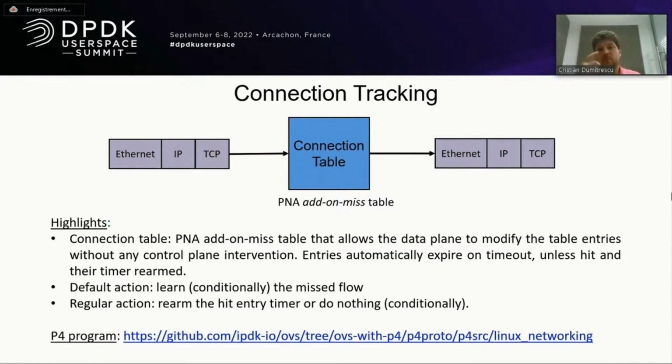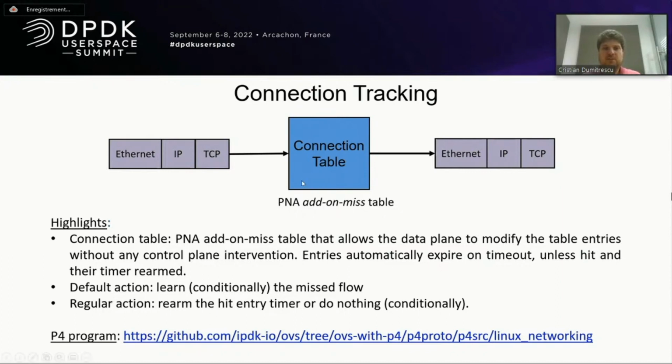This could be changed. If you have yet another hit later on, even if you decided on the first hit to do nothing, later on you could decide, based on your conditional code, to actually rearm the timer for that entry and keep it in the table. This is very useful if, for example, you want to implement a TCP state machine for connection tracking.